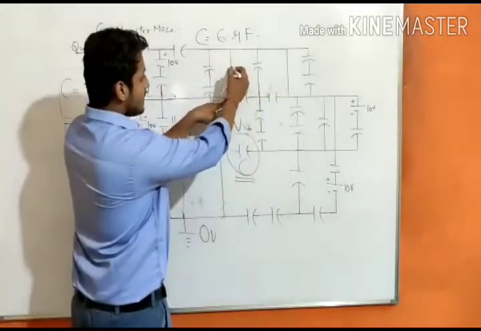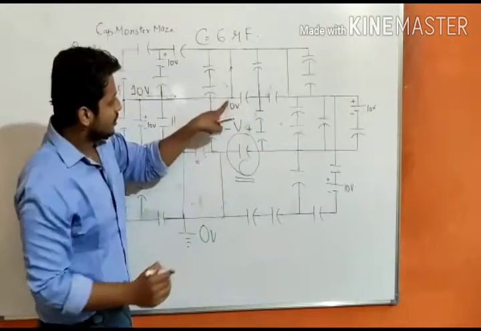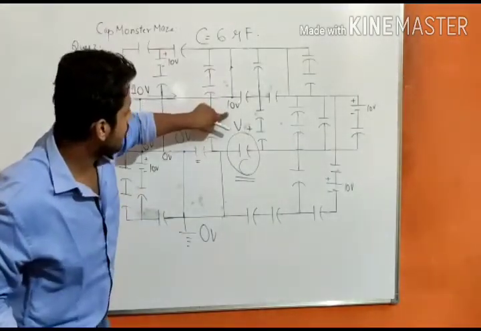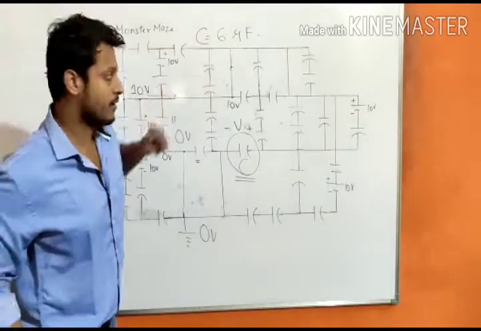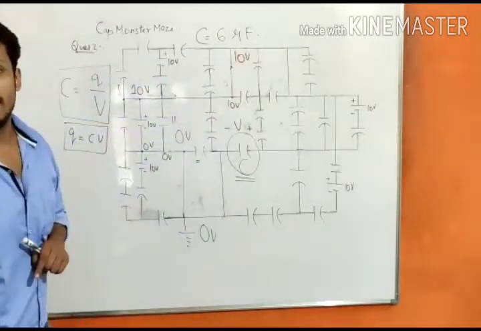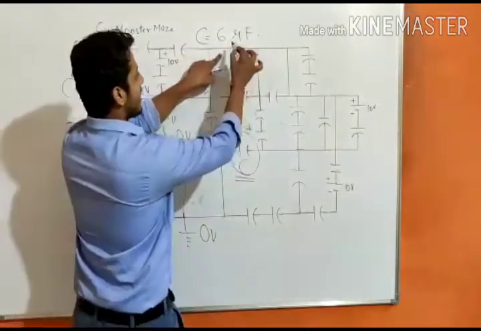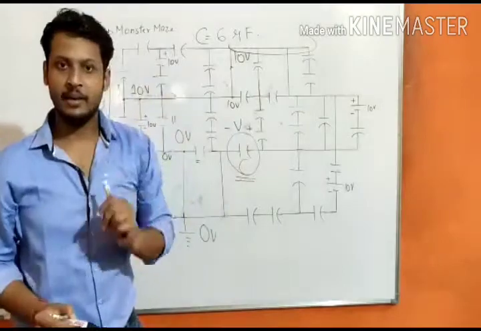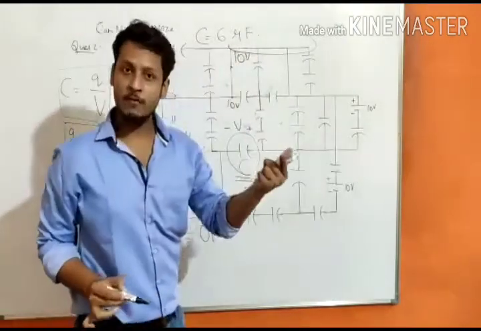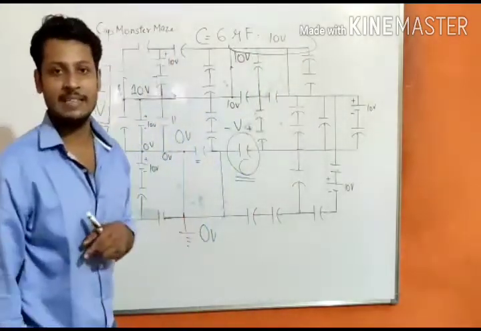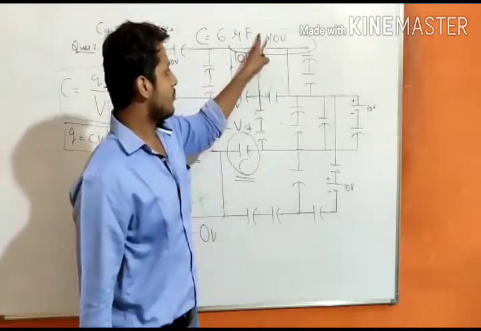Now again, if you see this line, no capacitor is connected, then again this 10 volt will rise up here. Now here this will be 10 volts. Here it will be 10 volt. Now in this entire line, there is no capacitor connected, so this entire line will be at 10 volts. Now this is 10 volt.